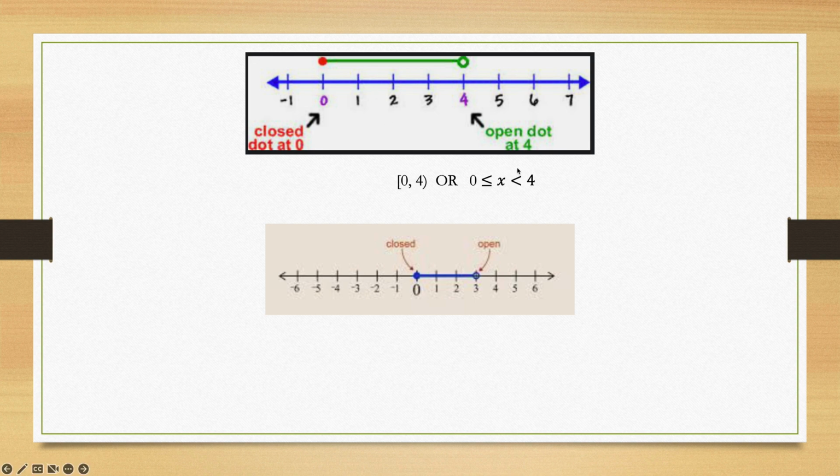And then over here, 0 less than or equal to x less than 4. The bracket means you're allowed to equal it. That's why I have the less than or equal to. And then I have the 4. You're not allowed to equal it because of the parenthesis and the open circle.